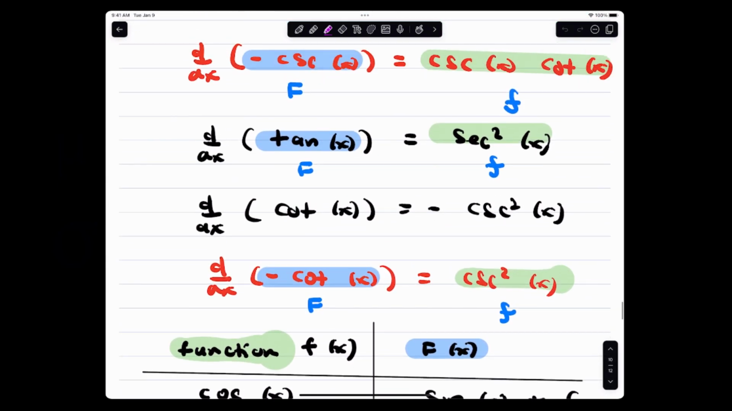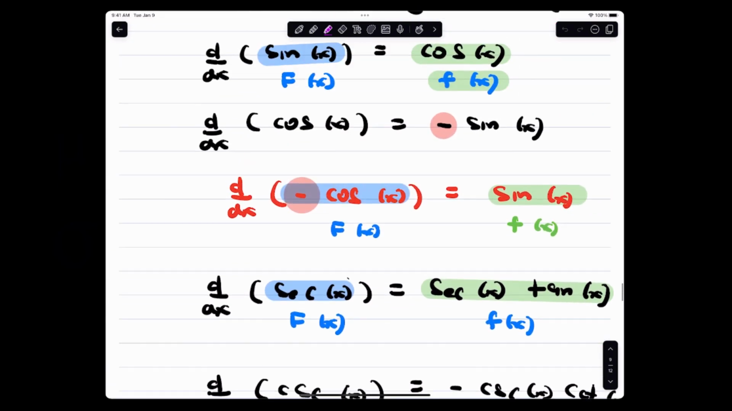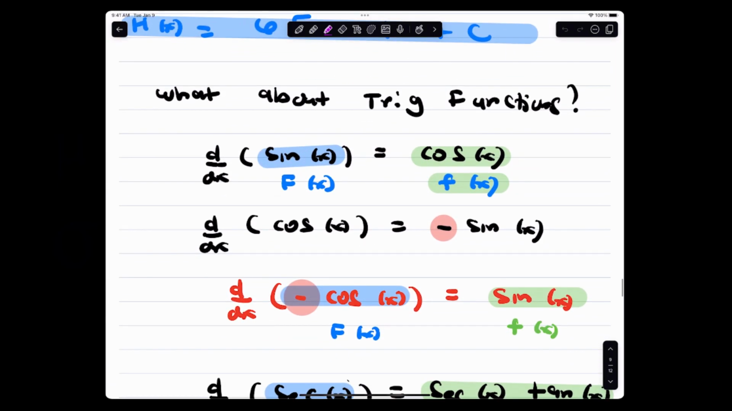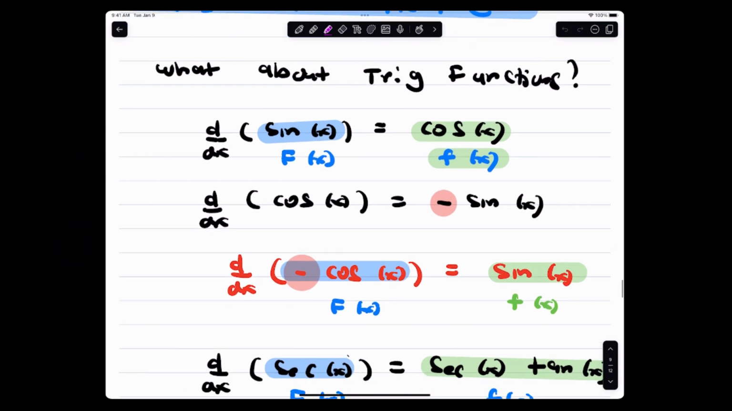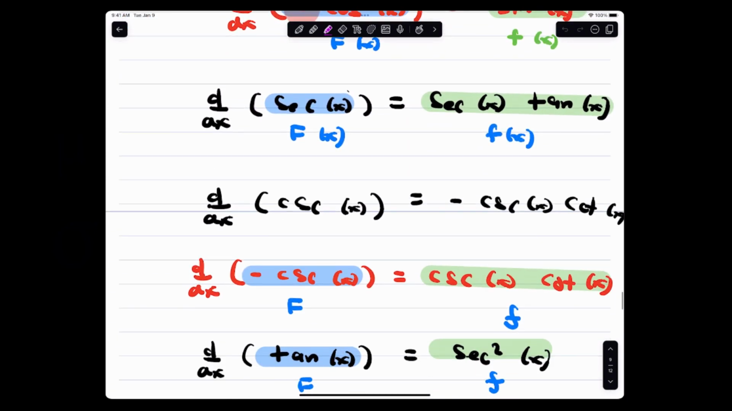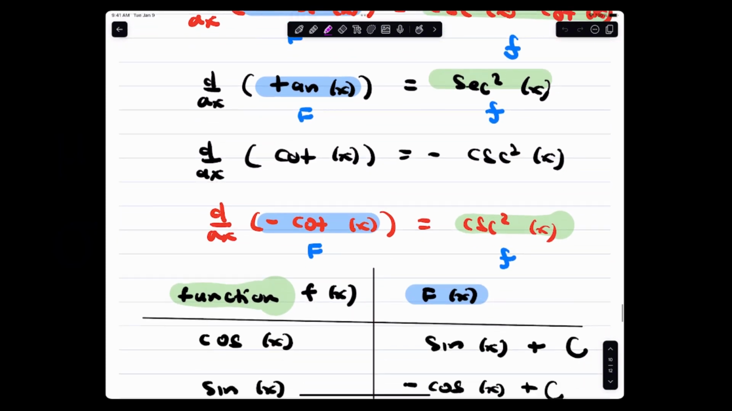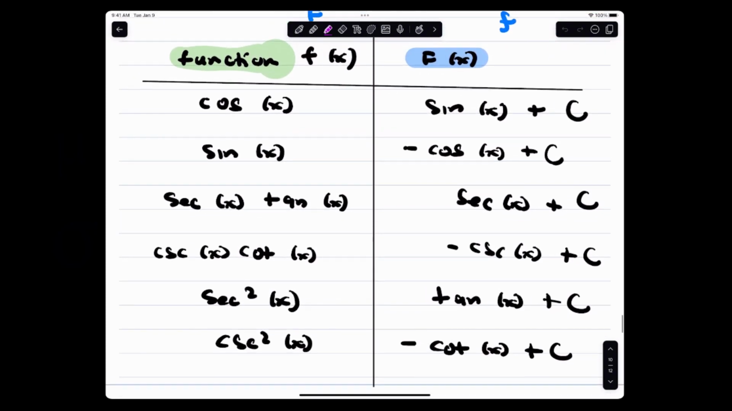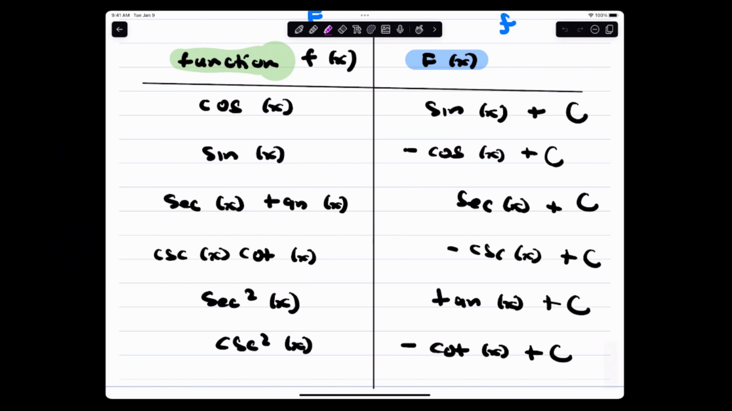So where did we leave off? Do you guys remember? We left off on computing what? What is this? Anti-what? Antiderivatives, okay? And we left off with giving you guys the antiderivatives for trig functions. All right, you guys okay with that?